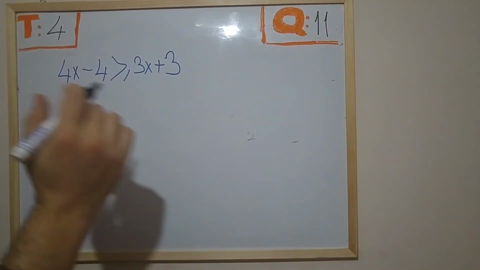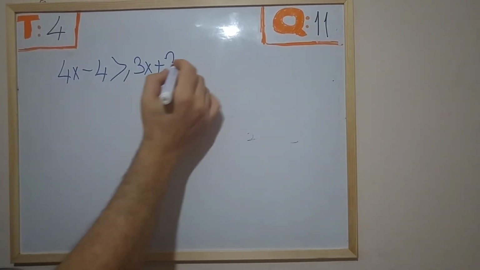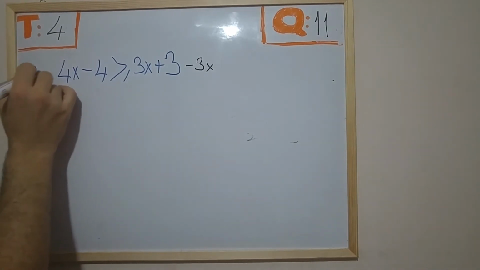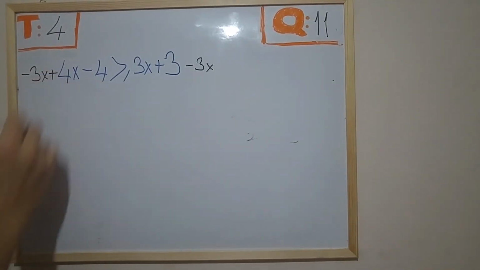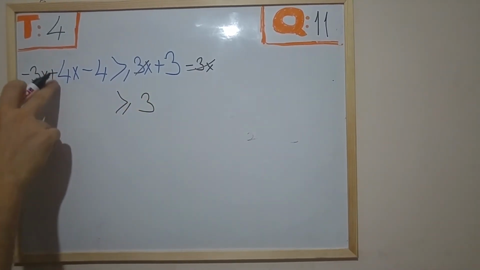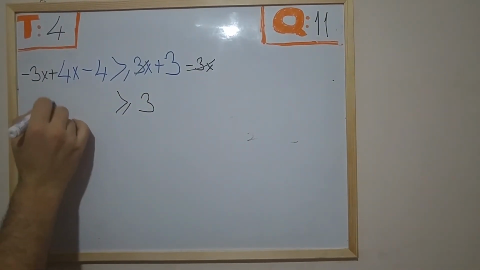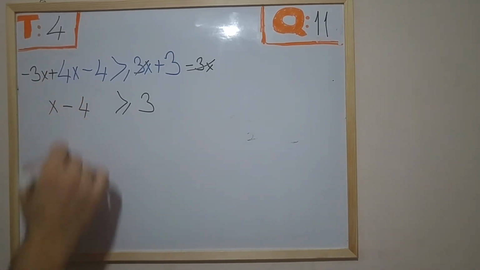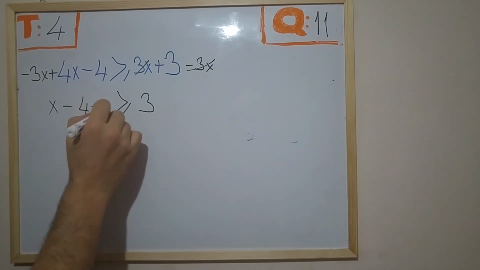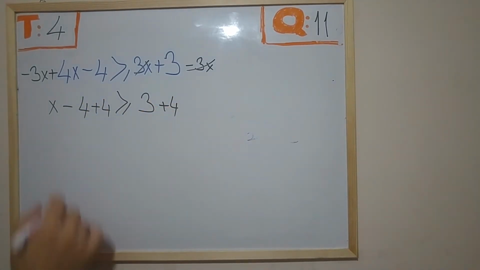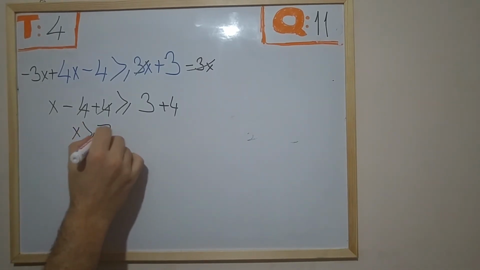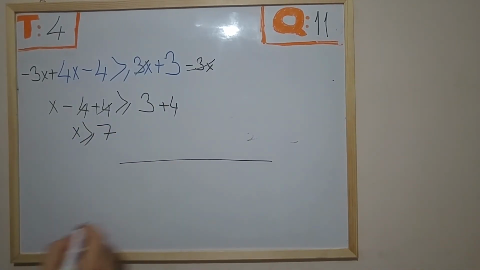Okay, let's solve this question first. And let's get rid of 3x here by subtracting 3x from each side, so that we have 4x minus 3x is equal to x, minus 4 is greater than or equal to 3. Now let's get rid of this 4 by adding 4 to each side, and we have x is greater than or equal to 7.